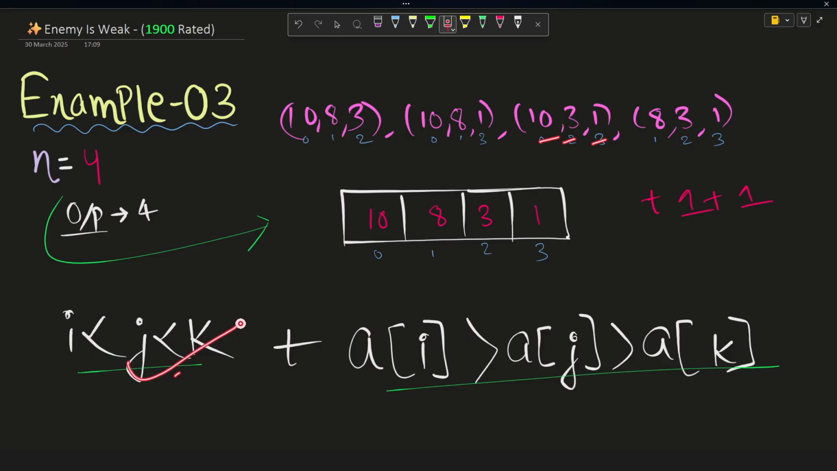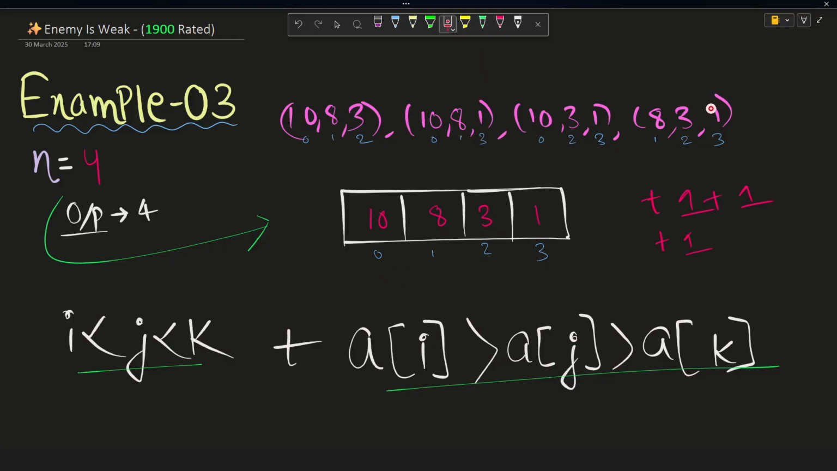So this condition is satisfied. And also if you move in this direction, then 10 is the greatest and 1 is the smallest. So the value is decreasing. It means that this condition is also satisfied. So that's why I can say we will again increase our count by 1.